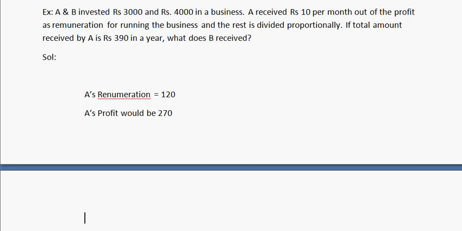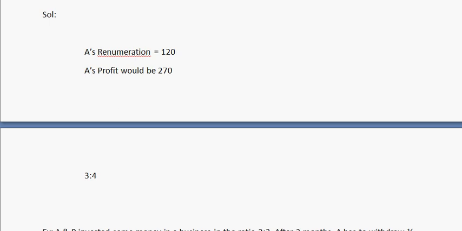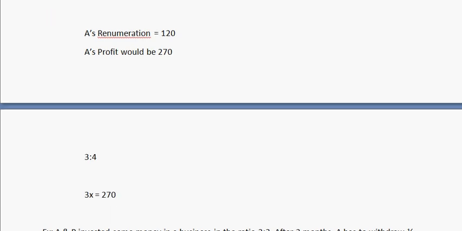And the ratio of their shares should be 3:4, right? We can see 3,000 and 4,000 invested for a year. So if 3x is equal to 270, what would be 4x? 4x would be equal to 360, right? So B's share would be 360. It's as simple as that. Nothing more, nothing less. We have to find B's share, so B's share would be 360, right? So that's how we do it.